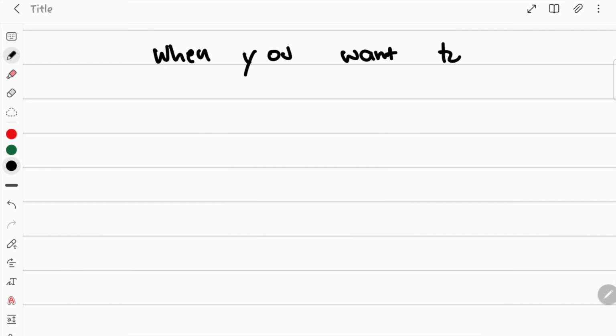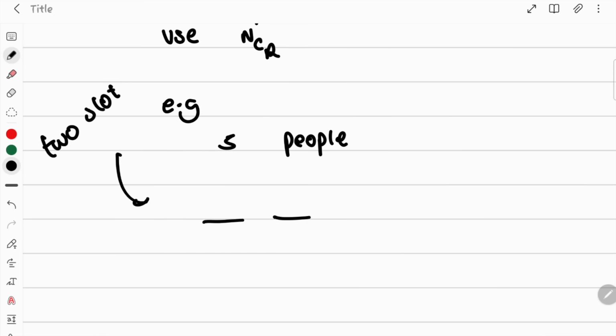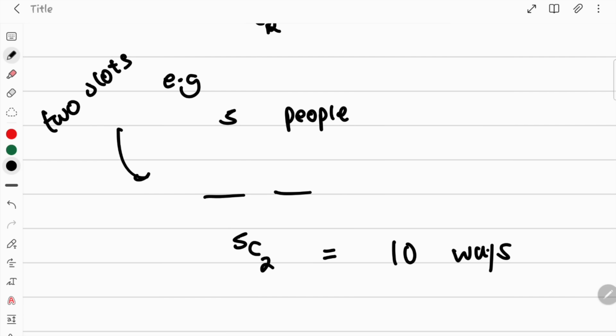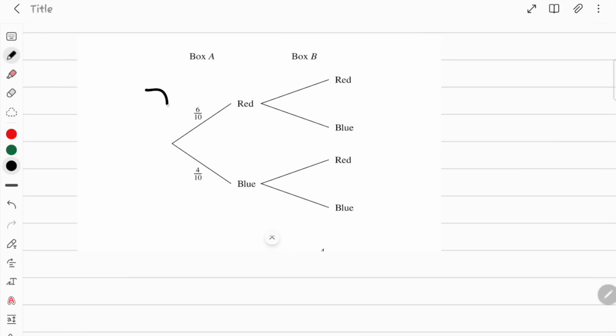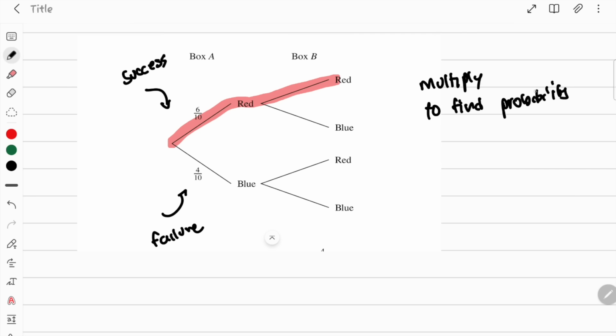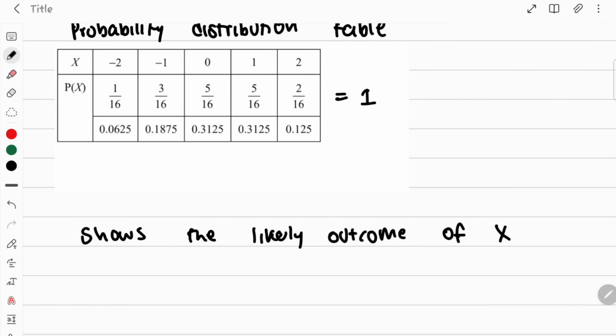The next scenario is when you want to choose something from a group of people. If they tell you to choose 2 slots from a group of 5 people, you do 5 choose 2. And when you want to arrange, you use the nPr formula. With probability, they could ask you for a tree diagram, and I'm hoping you guys already know how to do this, so this is how you do it. The next probability question is the probability distribution table, which shows the outcomes of x, and they all add up to 1.